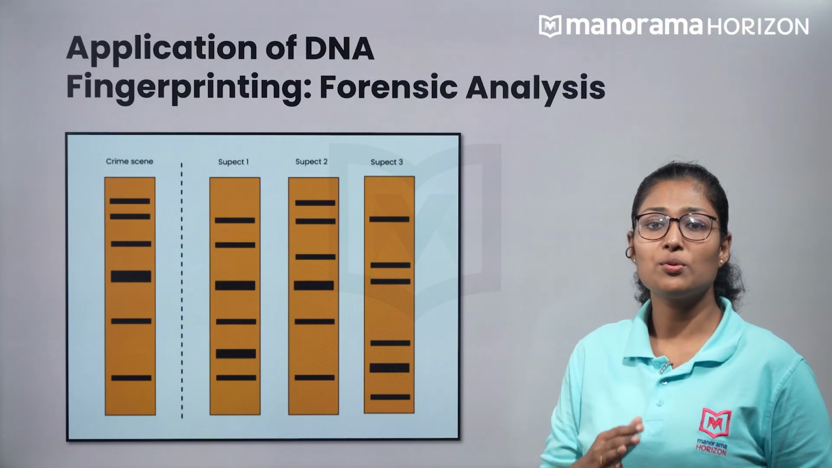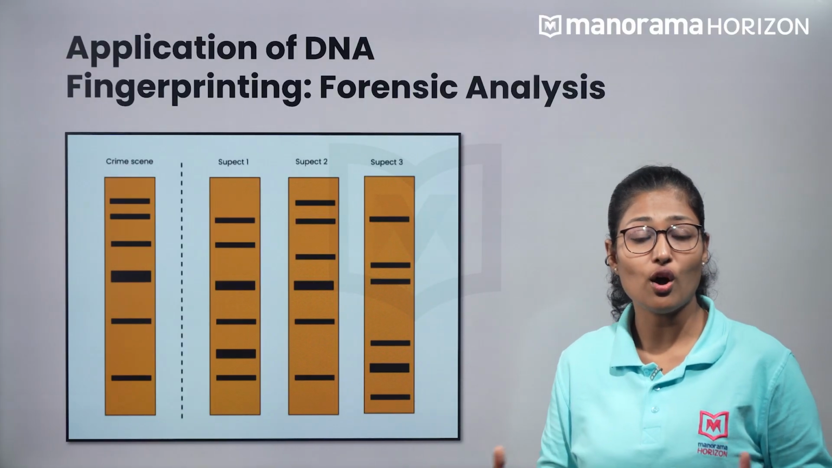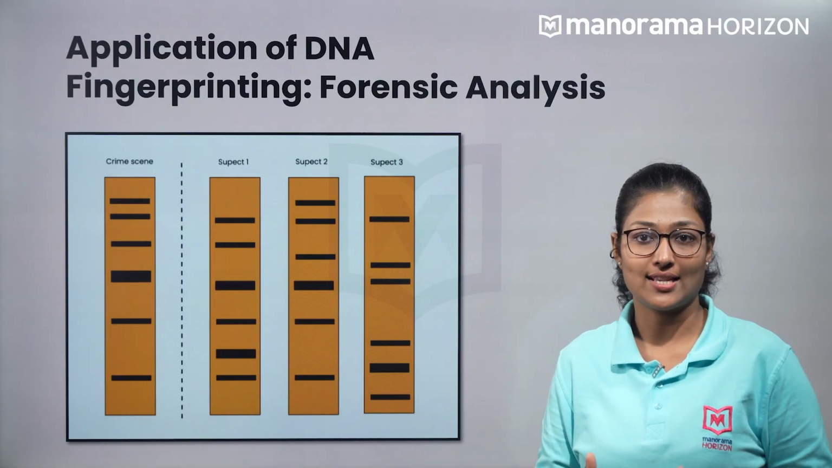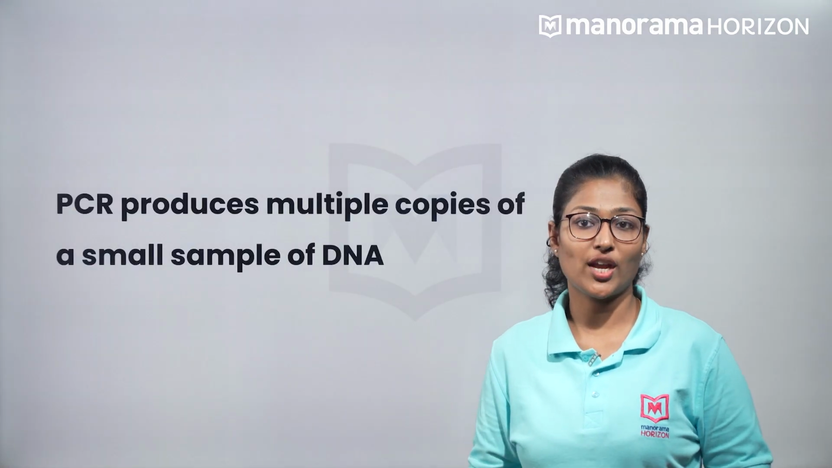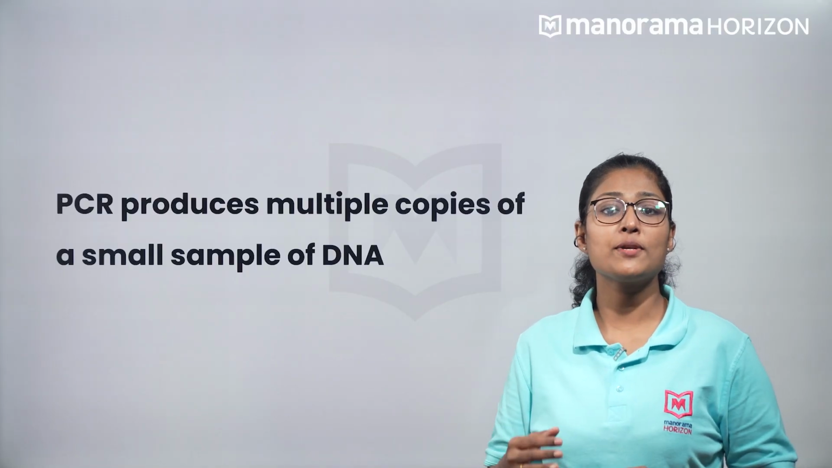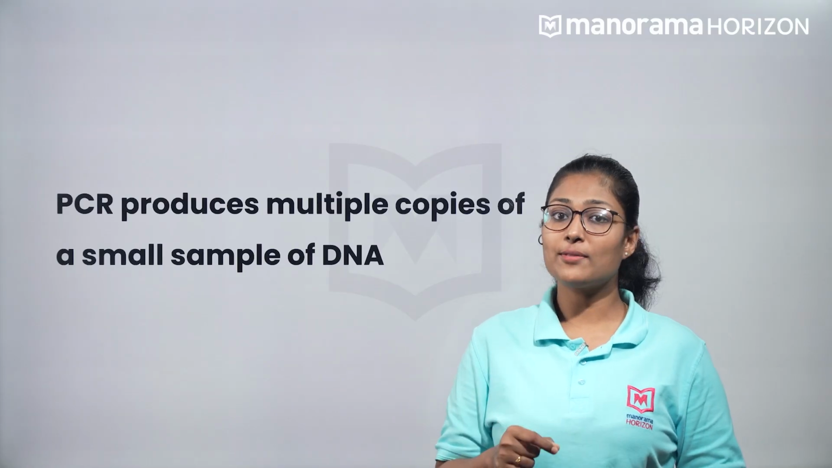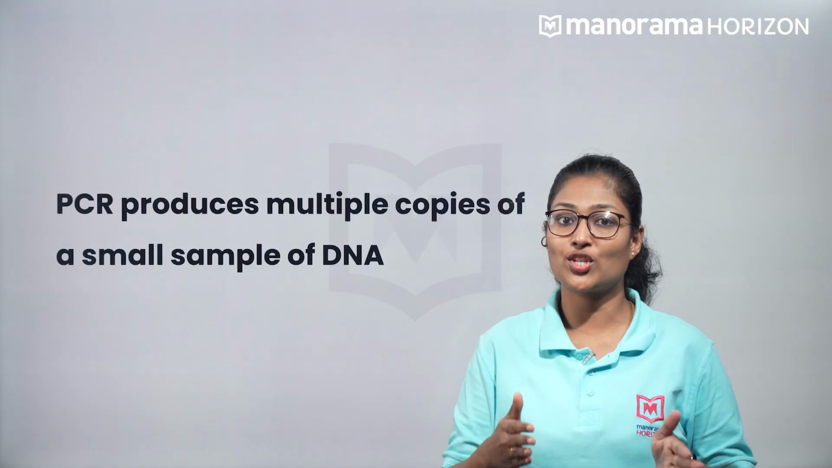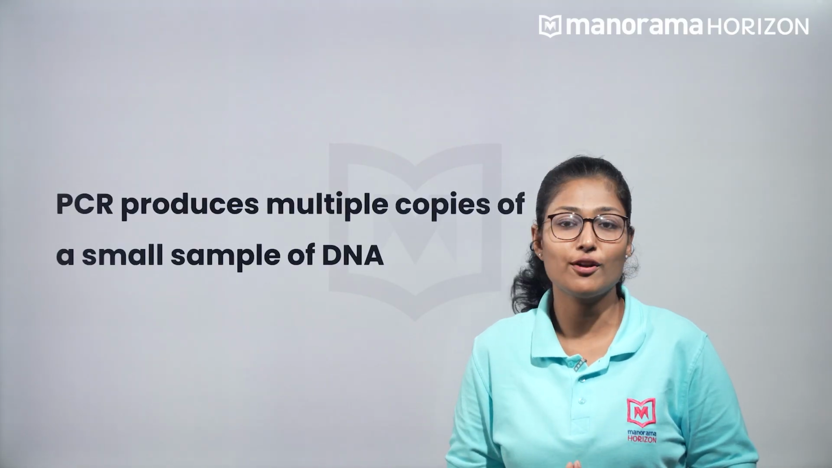Did you notice the DNA from hair or the blood stains are taken? Can a piece of hair or even a single strand of hair provide enough DNA for creating fingerprints? The answer is yes. It is possible due to one more modern technique called polymerase chain reaction or PCR. PCR produces multiple copies of a small sample of DNA. So, the DNA samples obtained from the hair or blood stains can be amplified using PCR, and the resultant multiple copies of the DNA are then used for DNA fingerprinting.